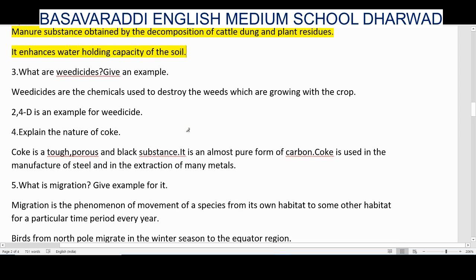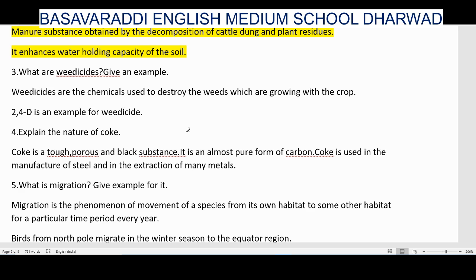What are weedicides? Give an example. So what are these weedicides? Weedicides are chemicals, a type of chemical which is used to destroy the weeds. That means the unwanted plants that are growing along with your crop.